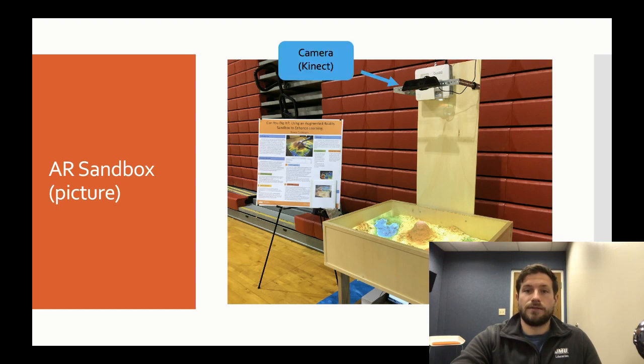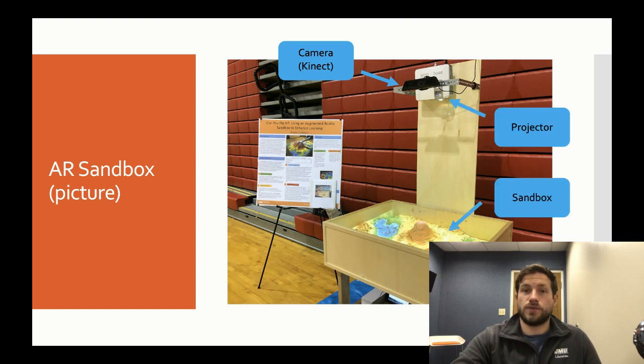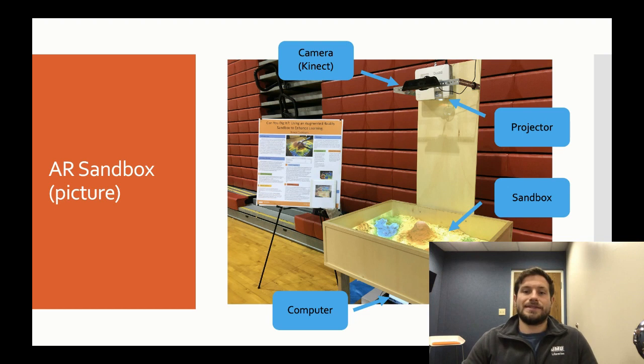First, you have the camera. It's using a Kinect camera. Next, you have the projector. You also have the sandbox, which has kinetic sand, and it has a computer. So as students mold the sand into different shapes, the camera takes that information, sends it to the computer, which then processes it and spits it back out through the projector onto the sand. So as they're changing and shaping the sand, they're seeing it in real time.